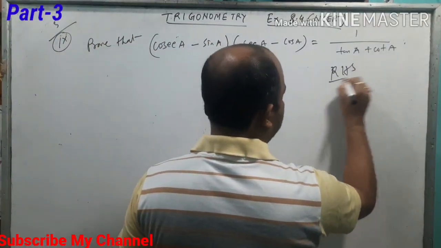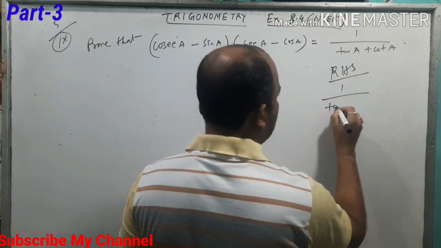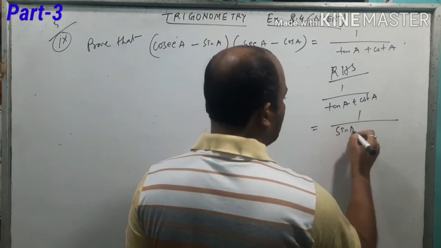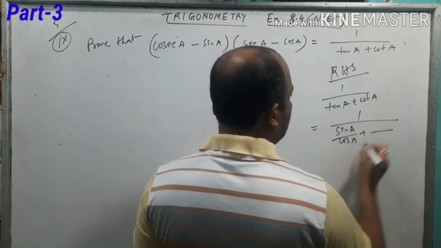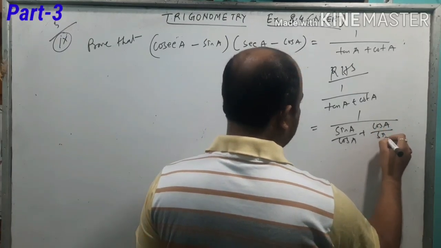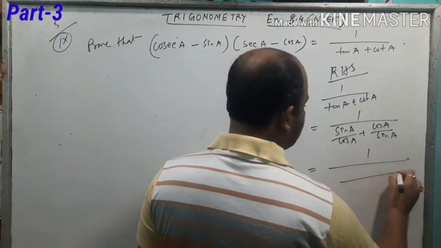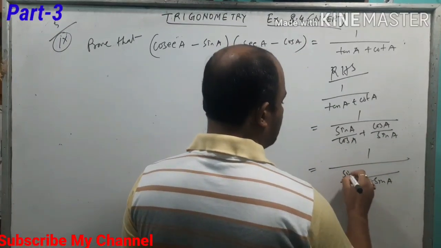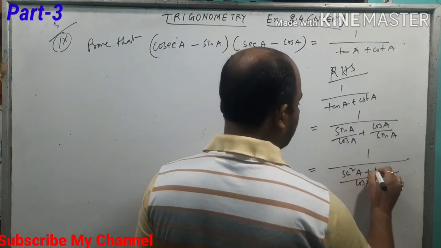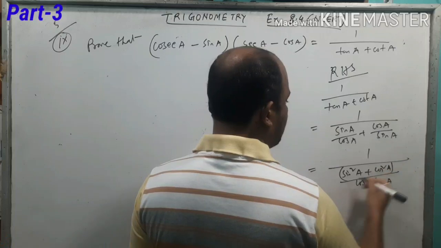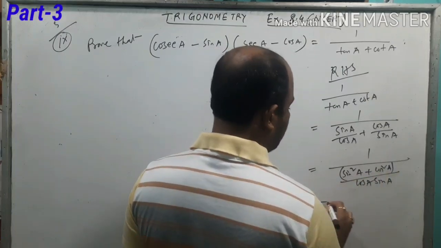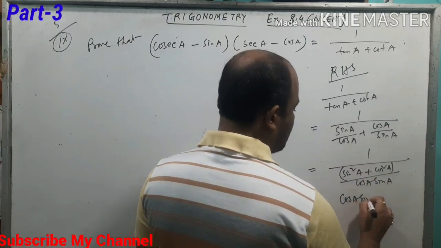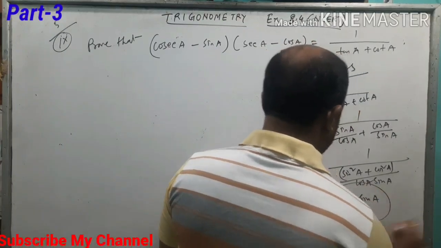See the RHS part. What is RHS? 1 by (tan a plus cot a). What simplification can we do here? Convert this into sin and cos, and cot a is cos a by sin a. So what is the LCM? LCM is cos a into sin a. After LCM we get sin a into sin a, sin square a plus cos square a. Now see, this is an identity: sin square a plus cos square a is 1, so it will be 1 by cos a sin a, that is cos a sin a. So this is the value of RHS.